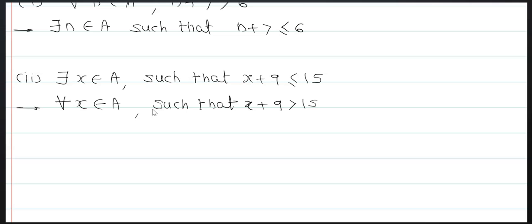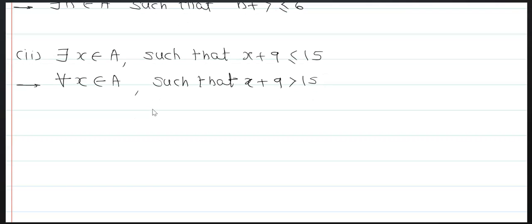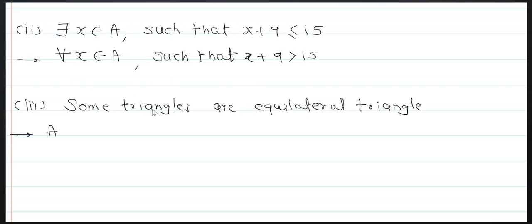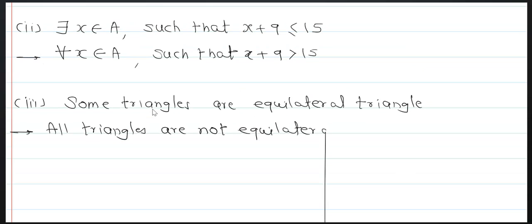Now the third one is, some triangles are equilateral triangles, and its negation is, all triangles are not equilateral triangles.